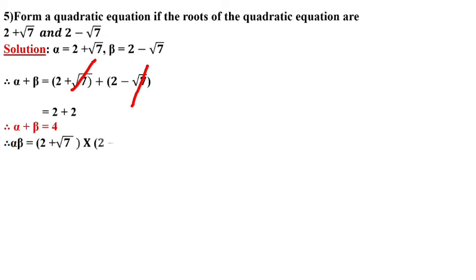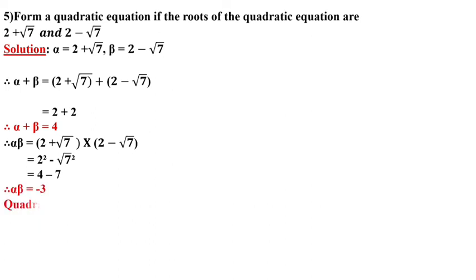Now we will find alpha into beta. 2 plus under root 7 multiplied by 2 minus under root 7. So here we get square of 2 minus square of under root 7. Square of 2 is how much, students? 4 minus square of under root 7 is 7. So here we get alpha into beta is minus 3.